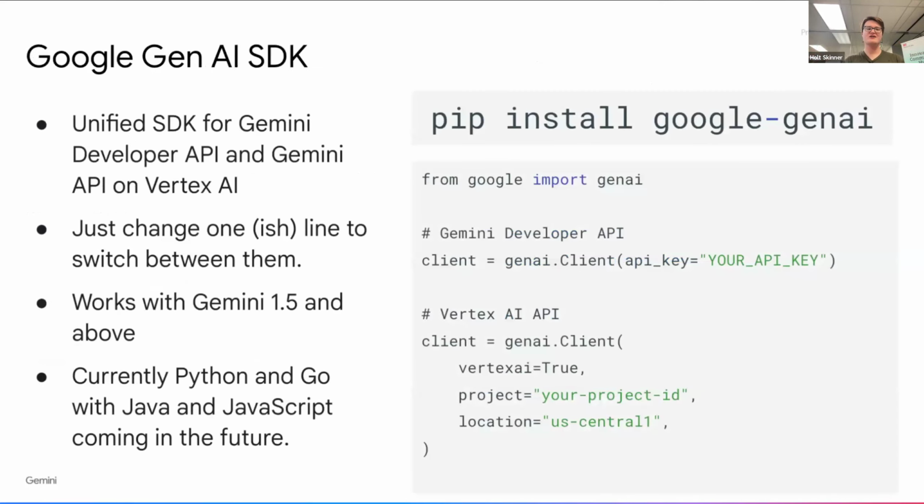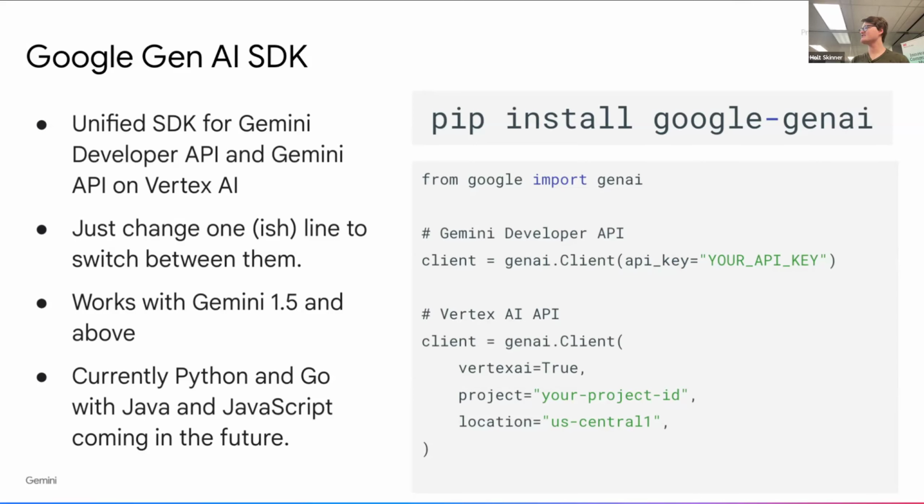Okay, so the way we're gonna be interacting with Gemini today is with the Google GenAI SDK. This is a unified SDK that works with both the Gemini Developer API and the Gemini API in Vertex AI. So you just have to change one-ish line to switch between them. And it works with Gemini version 1.5 and above. Currently it supports Python and Go with Java and JavaScript coming very soon. So you just have to basically change the API key over to Vertex AI equals true and add in a project and location, and you're good to go to switch between these different APIs.